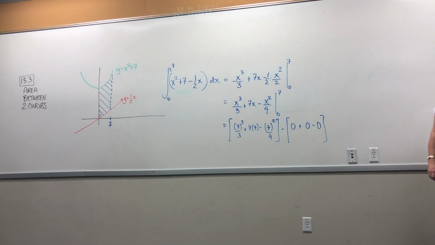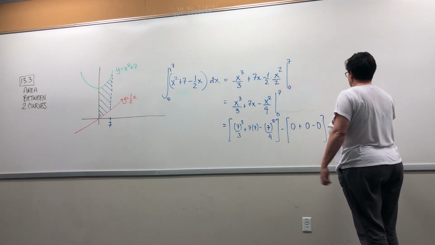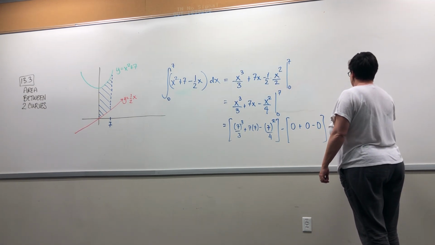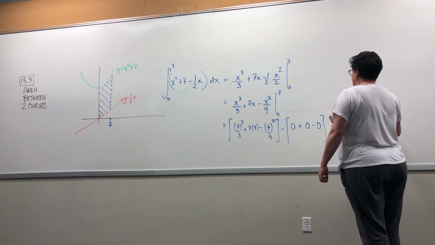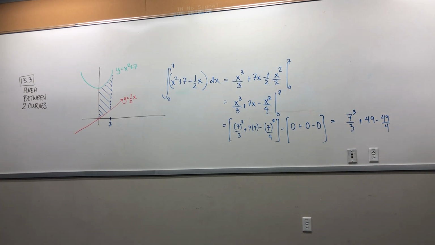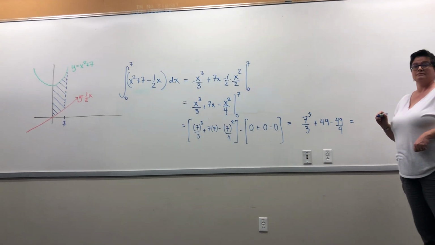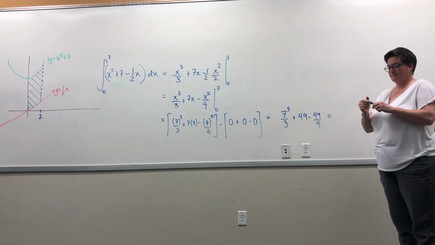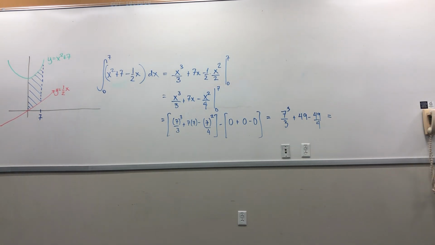So now we can do a lot of this in our head. Let's make it just a little bit simpler. We've got 7 cubed over 3 plus 49 minus 49 over 4. Right? So what's your answer? Who's getting a workout? 151.08.